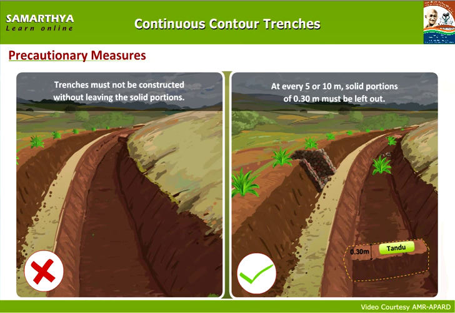Trenches must not be constructed without leaving the solid portions. At every 5 or 10 meters, solid portions of 0.3 meters must be left out. These solid portions would be useful for storing the water, reducing the speed of water flow, and for measurements.